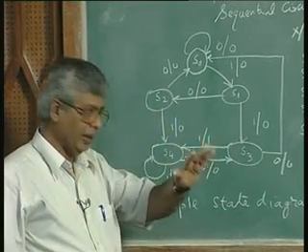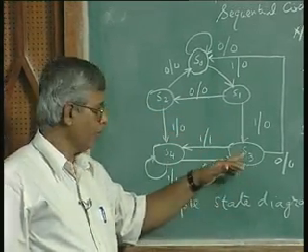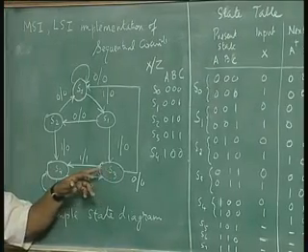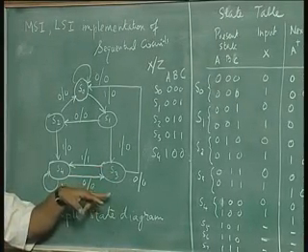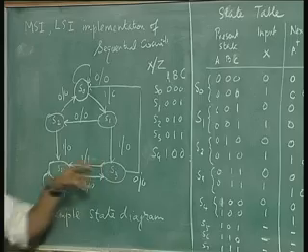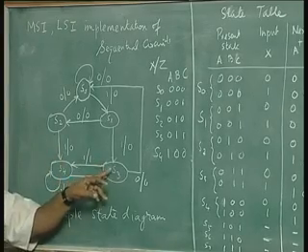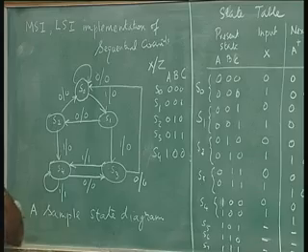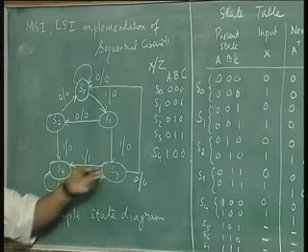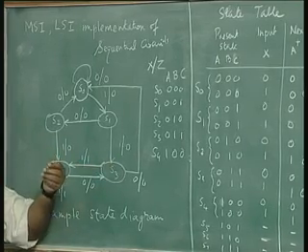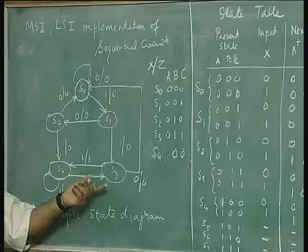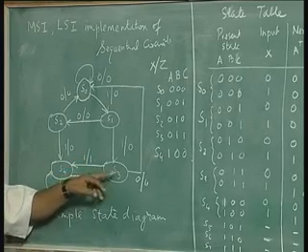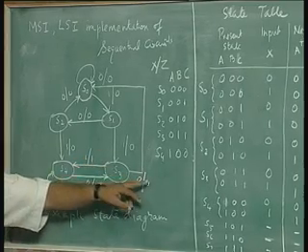But the output, wait, I am coming to that. In S3 the output is defined as 0 if x is 0, 1 if x is 1. This output corresponds to this state. In a Moore machine, the output is defined for the state. In the S3 state the output is defined. If it had been a Moore machine, I would put a 0 here.